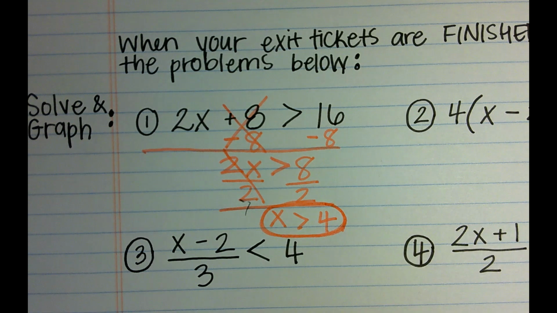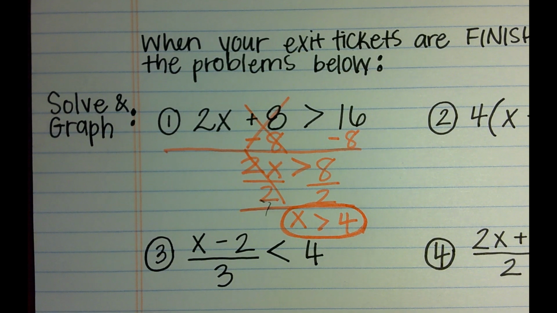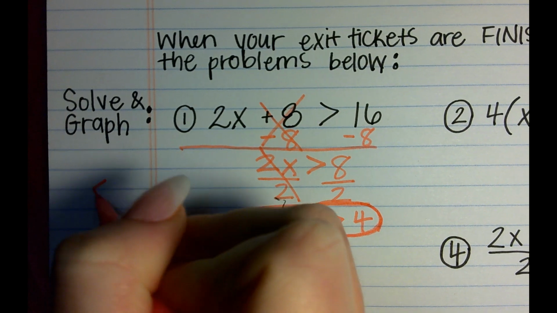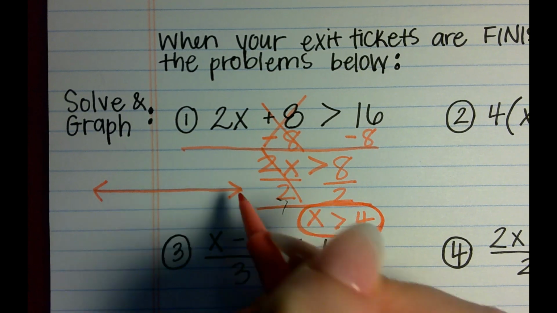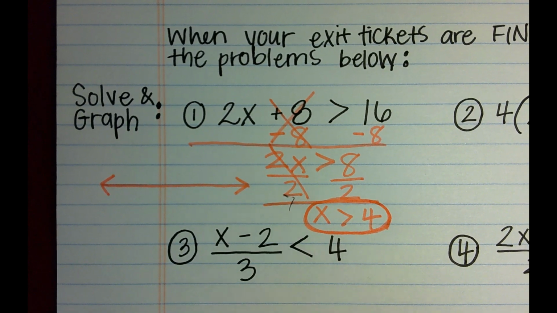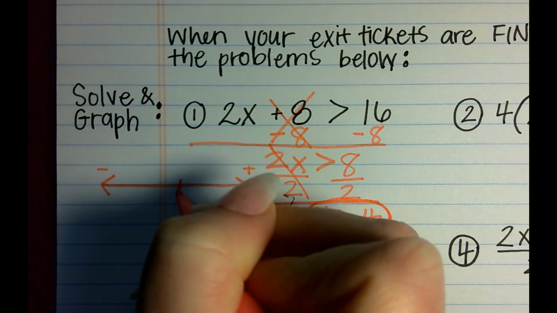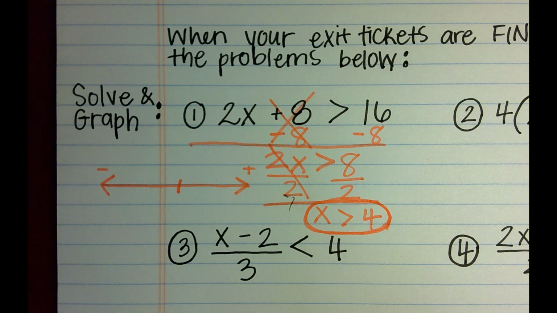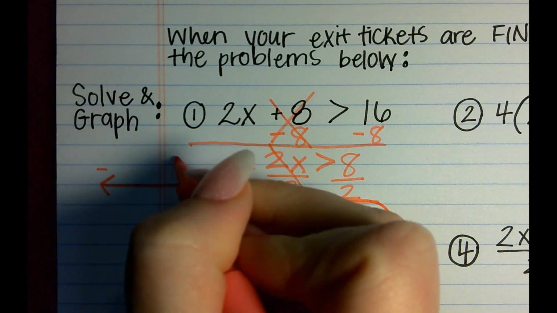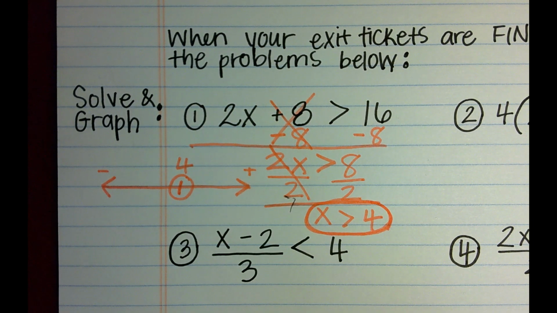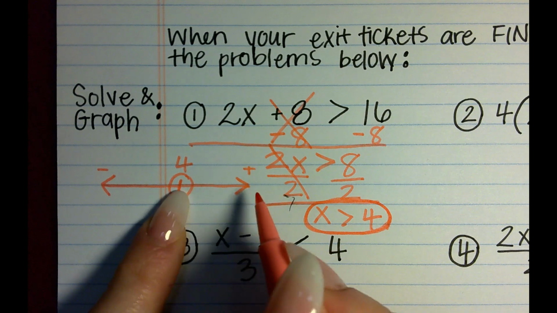Very nice. So let's graph that. I'm going to start by giving myself a little number line. I'll write a little minus and a plus and a tick mark in the middle. So what do I do, Jessica? You put your 4 above the tick mark. Perfect. You circle the tick mark. Circle it. Do not shade it in. Good. And then you shade to the right. Good.